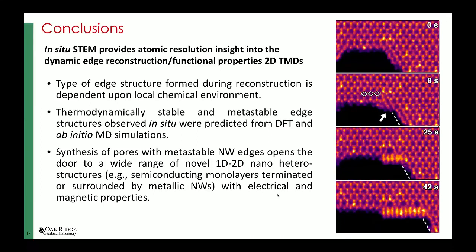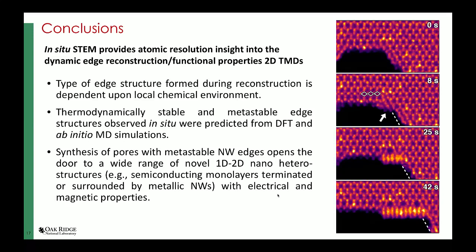So in conclusion, I hope that I was able to convince you that in situ STEM provides atomic resolution insight into the dynamic edge reconstruction process, and we use this to study new functional properties of the 2D transition metal dichalcogenides. Of course, there's a lot of research not only here at Oak Ridge, but worldwide on how you can use these platforms to understand the dynamic transformations all at atomic scale. But in this specific study, I was hopefully able to convince you that if you change the edge structure that's formed by simply changing the local chemical environment, you can create new thermodynamically stable and metastable structures in situ that can be predicted quite well with DFT and ab initio MD simulations.